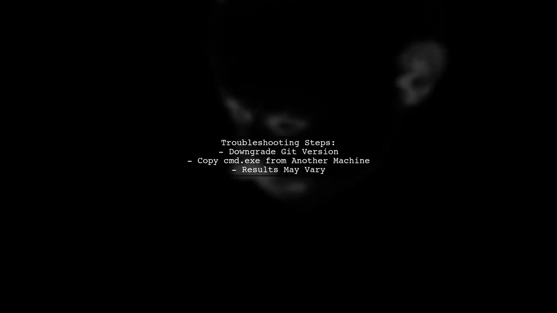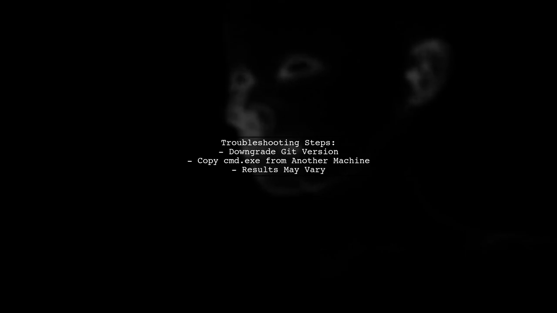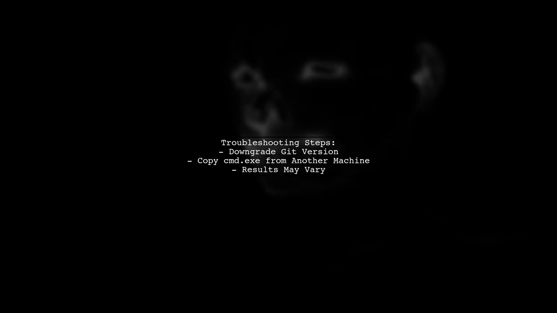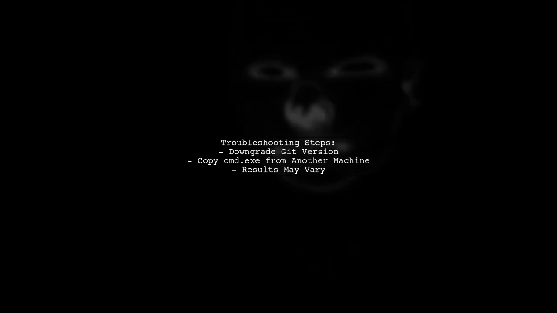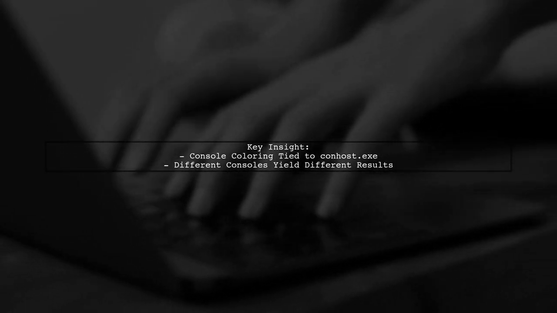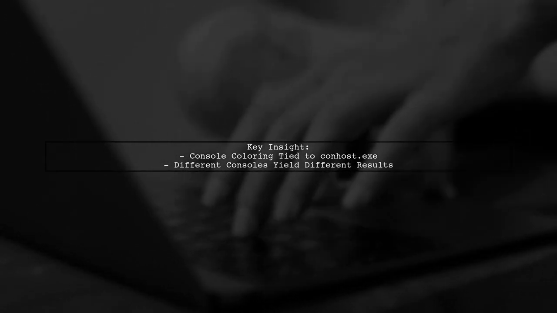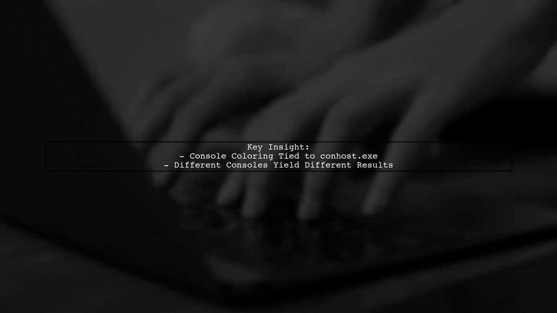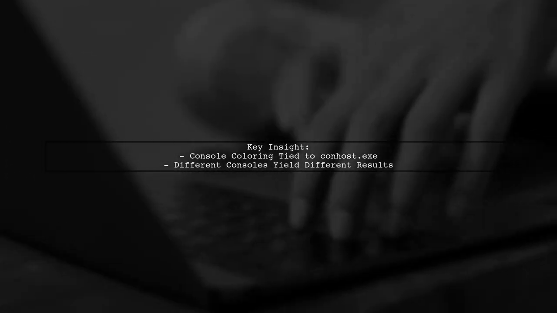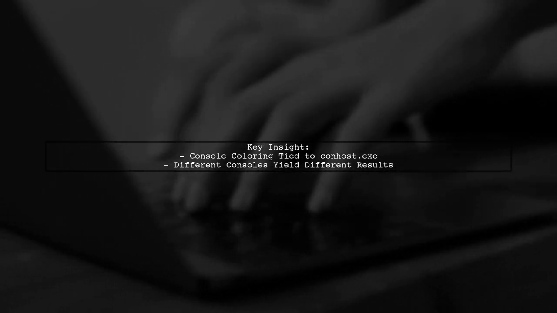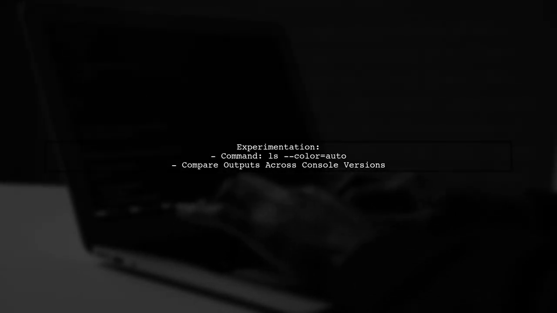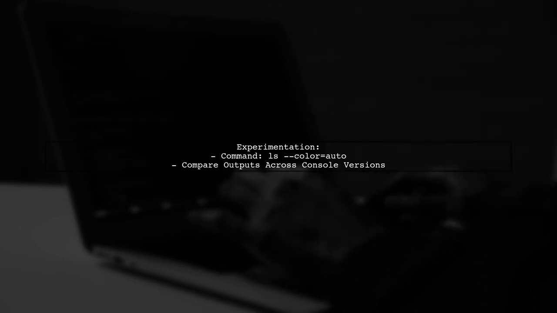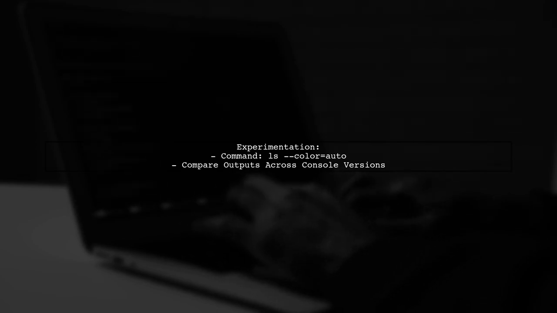You might have tried downgrading your Git version or copying tsman.exe from another machine. However, these solutions may not always work due to underlying console host differences. It's important to note that the console coloring support is tied to conhost.exe, which raises questions about why some consoles work while others do not. Finally, experimenting with commands like ls --color=auto in different console versions can provide insights into the behavior of color rendering across versions.